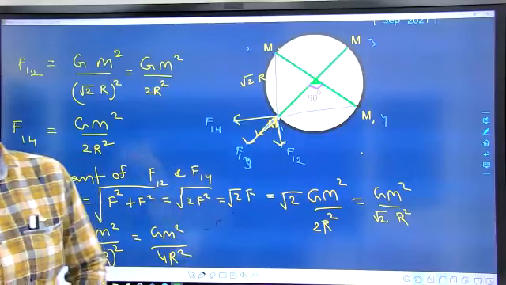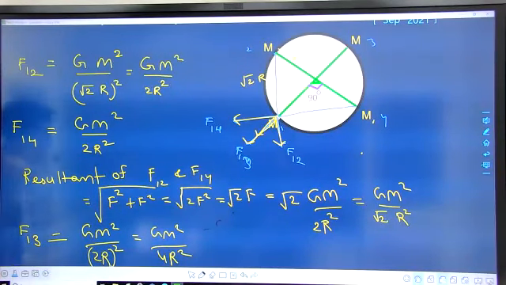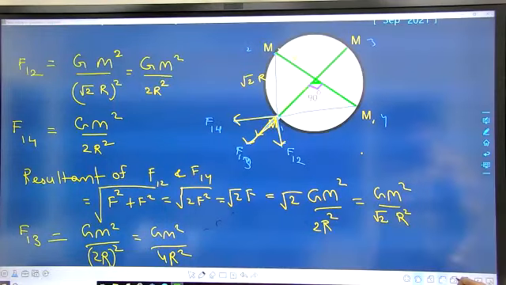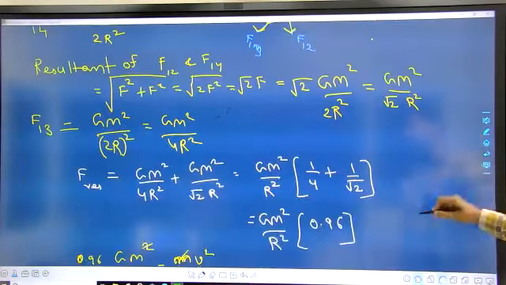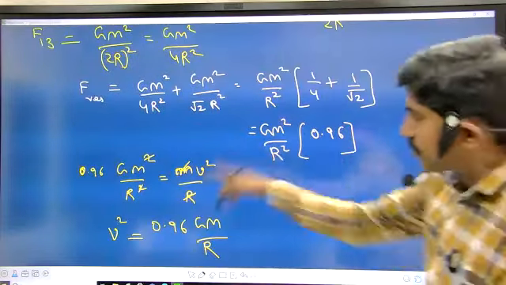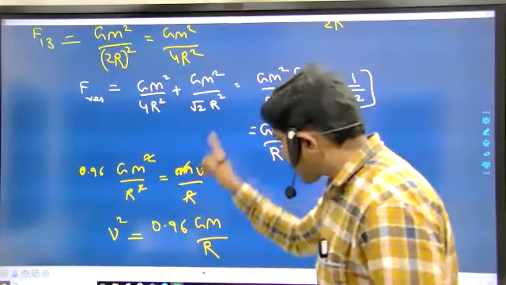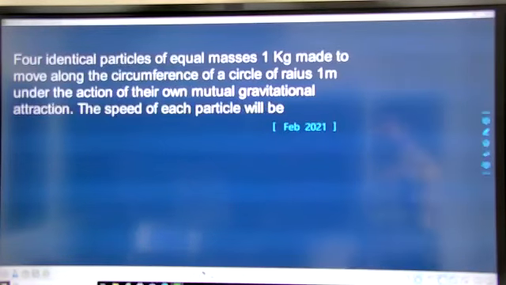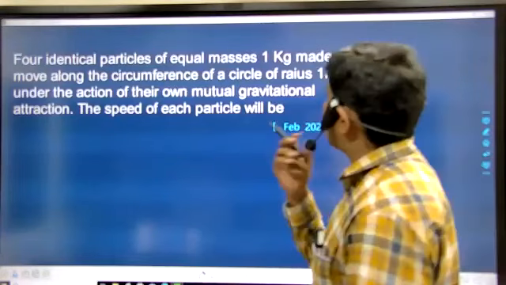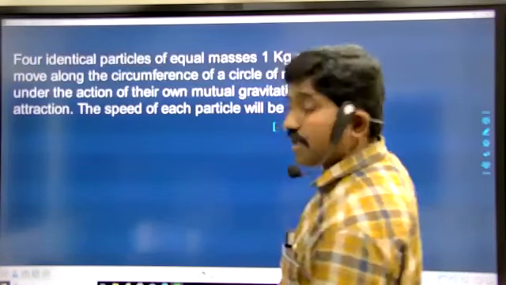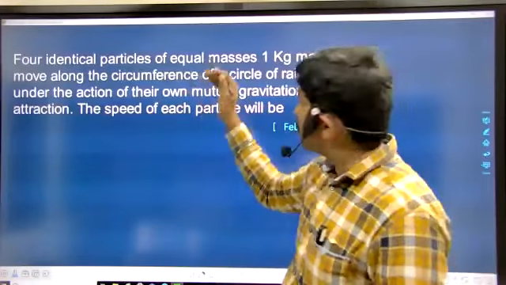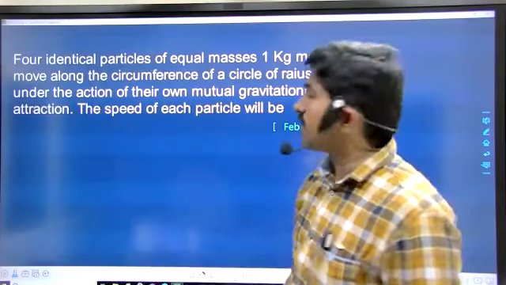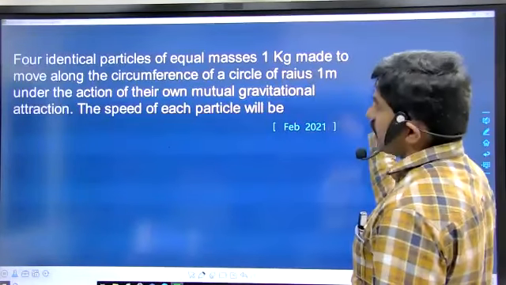Okay. Next one. The similar question I will explain now. The same question again in other question paper of 2021, the similar question was given. See here, 4 identical particles of equal masses, 1 kg, but here it was given the numerical value for mass. In the previous question it was given mass m only. That is only the difference. 1 kg.